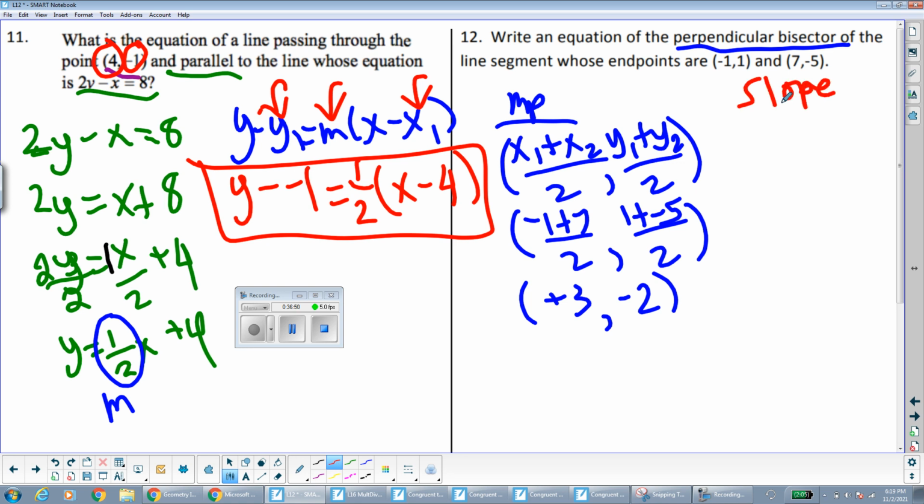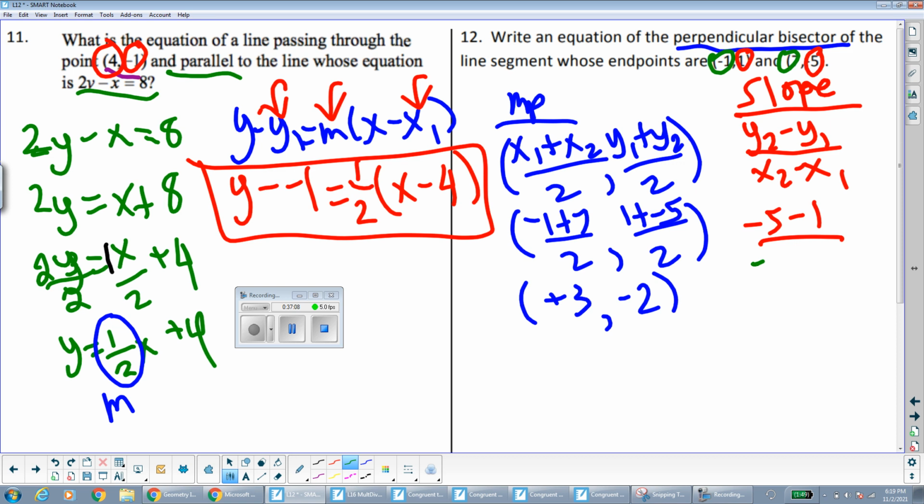All we need next is the slope. So let's find the slope of the line segment here. Slope formula is y2 minus y1 over x2 minus x1. So our y coordinates are -5 and 1. So I'm going to subtract them, -5 minus 1. And our x coordinates are 7 and -1. So I'm going to subtract them. And what do we get here? We get -6 over 8. We can reduce that to -3 over 4 if we want, but there's really no need to. I'm just going to leave it as is.